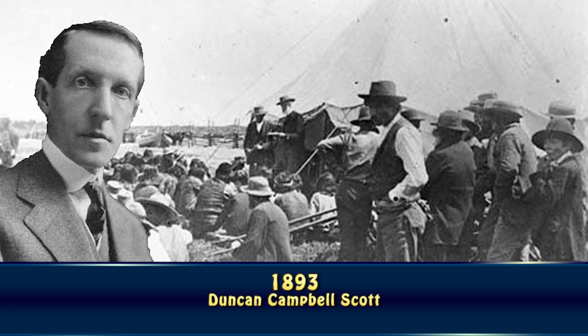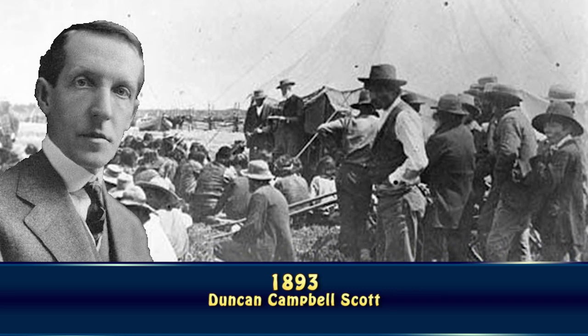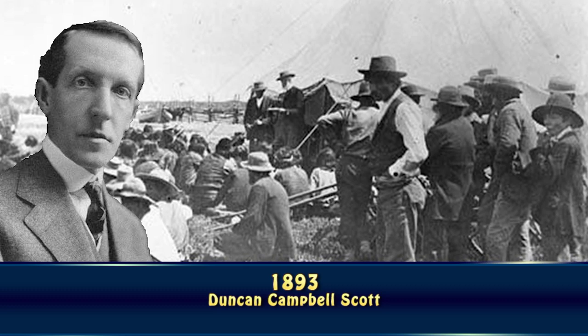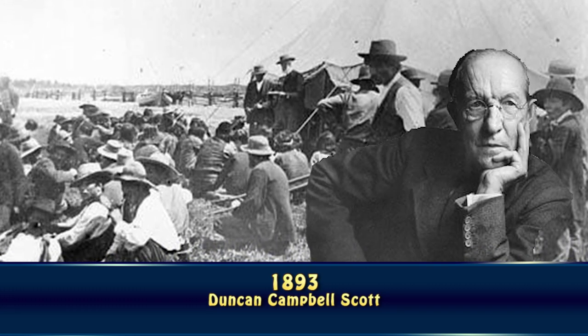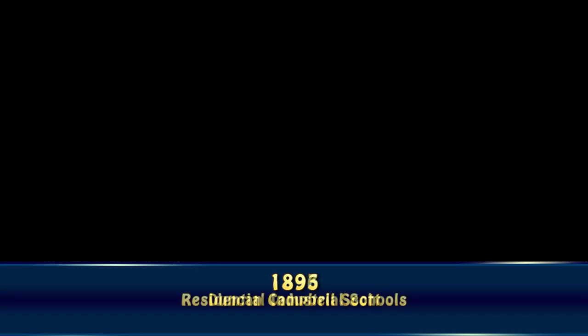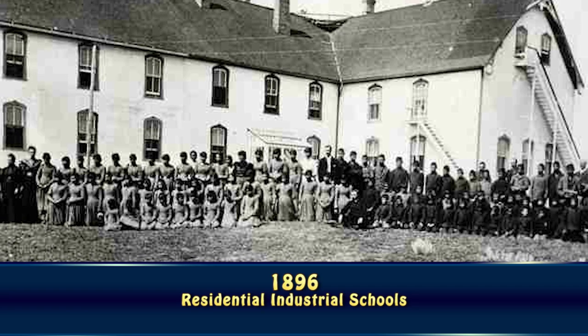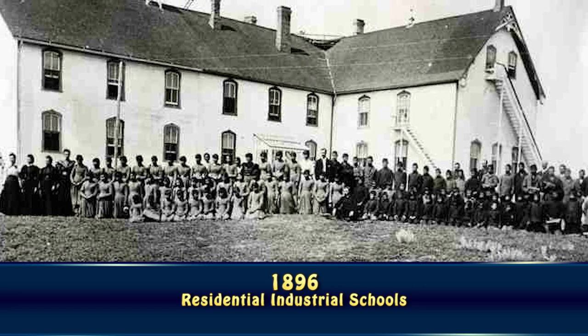Duncan Campbell Scott becomes Deputy Superintendent General of the Department of Indian Affairs. His stated objective was assimilation. He led the department until 1932. By 1896, 45 residential industrial schools are operating in Canada.